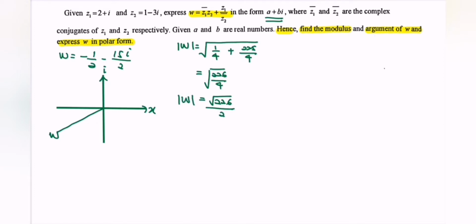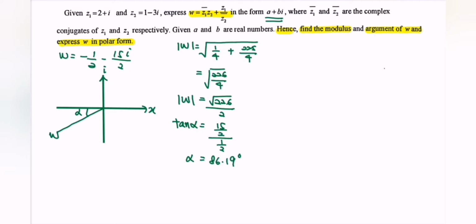Continue. Find the basic angle, alpha. So tangent alpha equals y over x, or we can say b over a. Do remember, ignore the negative sign. So we will have 15 over 2 over 1 over 2. If we simplify, we will have alpha equals 86.19 degrees. That is the basic angle.